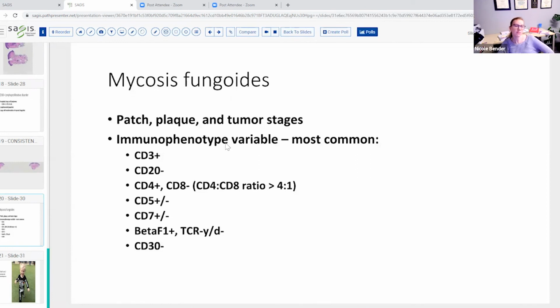The immunophenotype can be variable, but the most common is CD3 positive, CD20 negative, CD4 positive, CD8 negative, with that ratio being greater than 4:1. CD5 can be positive or lost, CD7 can be positive or lost, and usually it's beta F1 positive and negative for the gamma delta TCR, and generally is CD30 negative. So that is mycosis fungoides, and that's the last case that I have for you guys.